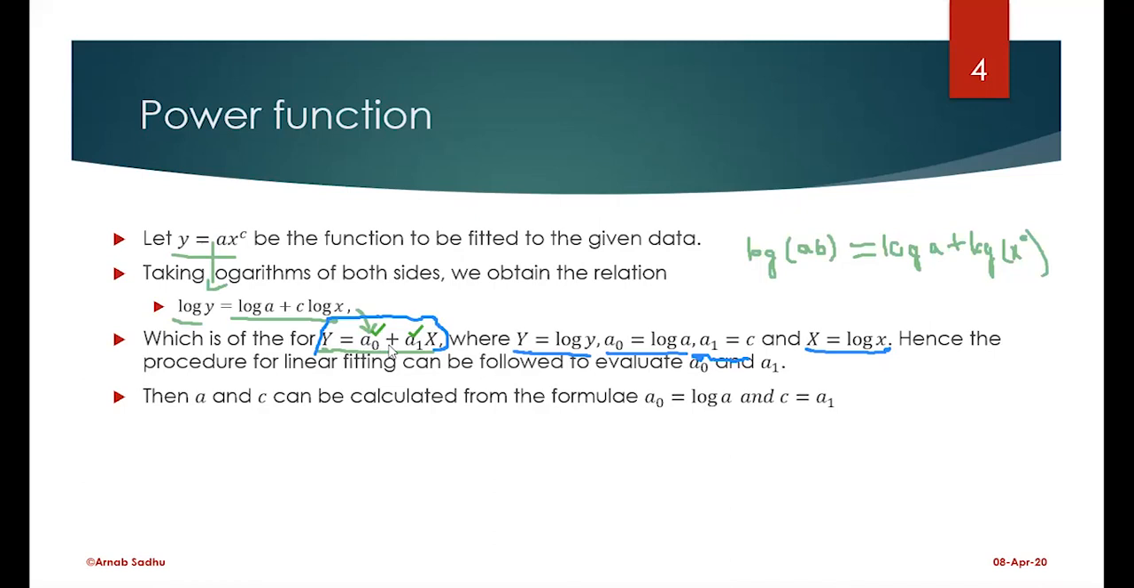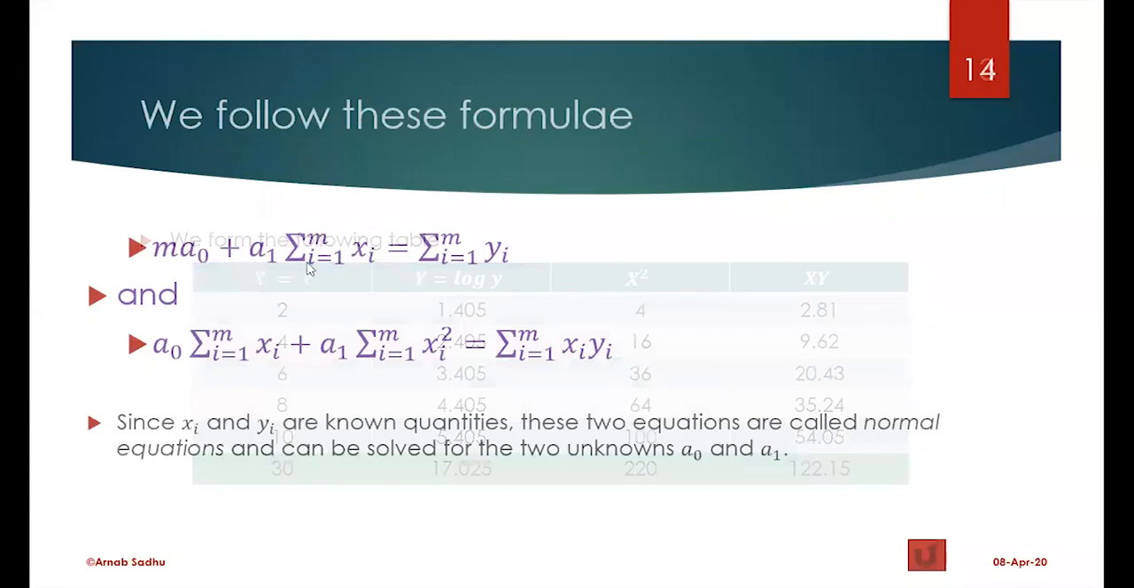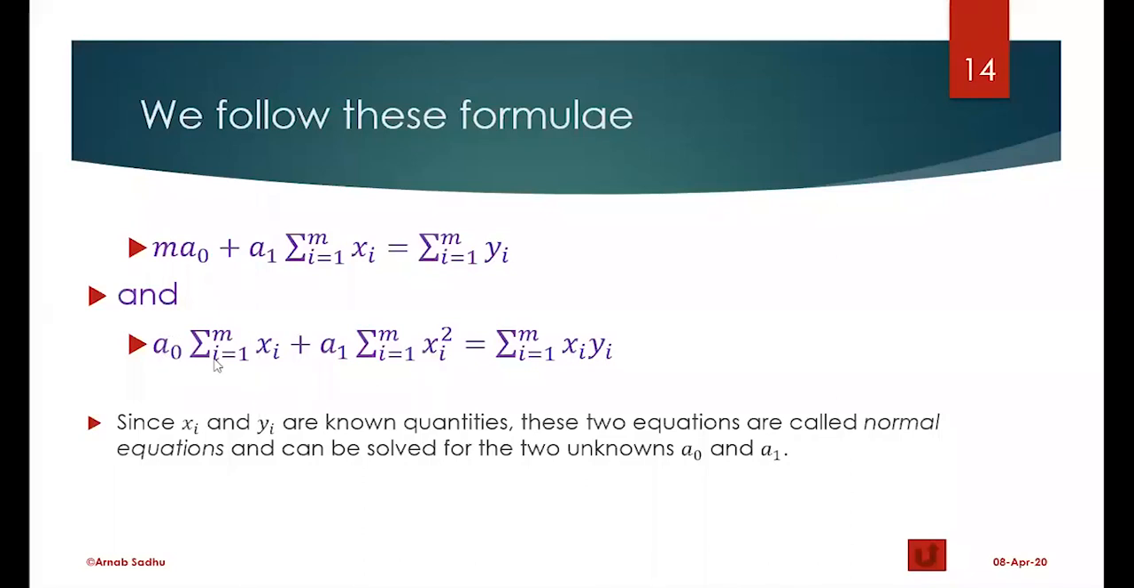So what we had done there, we had computed the value of A0 and A1 in that class. How have we done that? Just recall. Same A0, A1: A0 n plus A1 summation of xi is equal to summation of yi, and A0 into summation of xi plus A1 summation of xi squared is equal to summation of xi yi. These two equations we had to solve. And before solving, we had to find out the values of summation of xi, summation of yi, summation of xi squared, summation of xi yi.